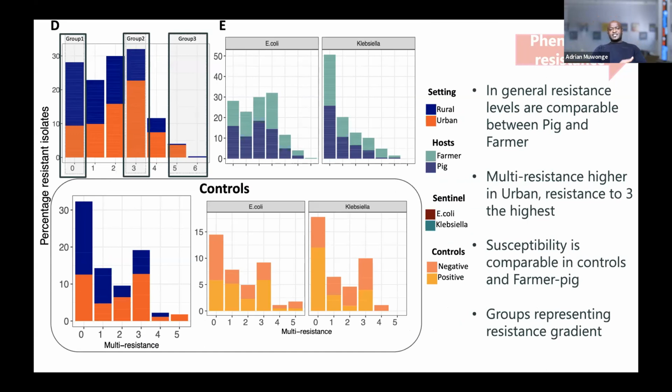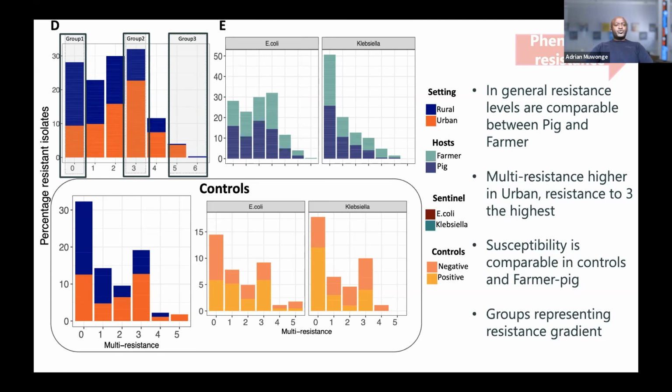That was monoresistance. If we then look at multi-resistance, on the x-axis, 0 represents the number of antibiotics to which a sentinel is resistant to. So 0 would mean they are susceptible to all of them, and 6 would mean that they are resistant to 6 antibiotics. And that is the profile across the board of these. You can still see that in the urban settings, it was higher. And generally, the profile of the farmer and the pig is really not different. The percentages of resistance between farmer and pig are comparable.